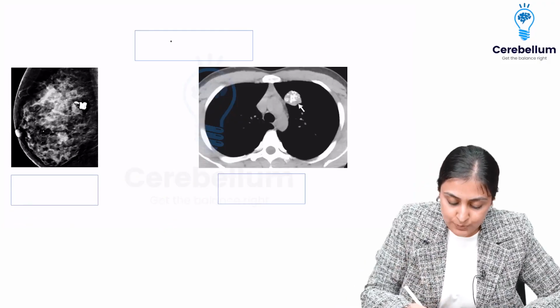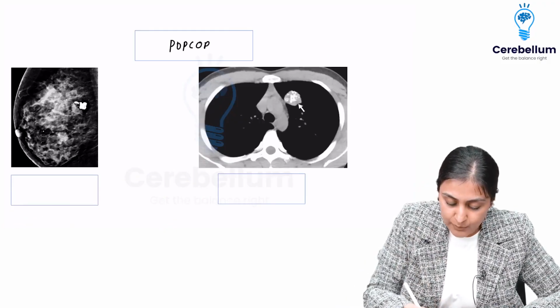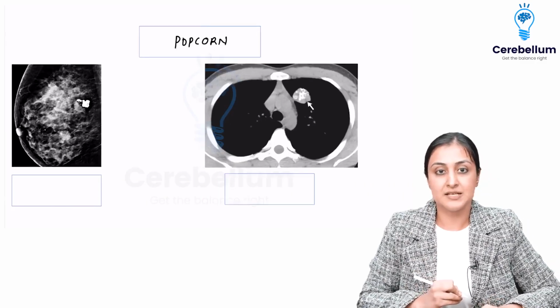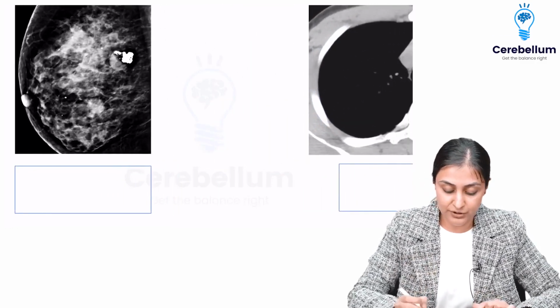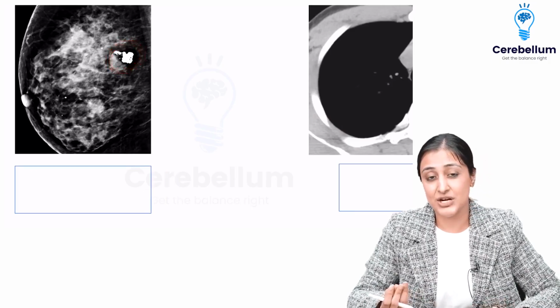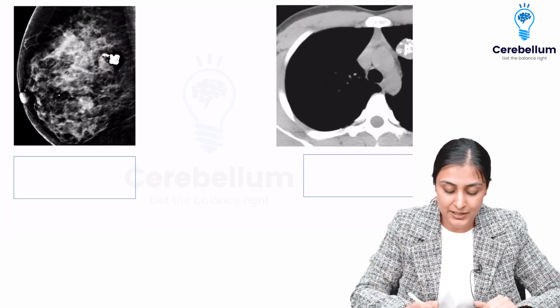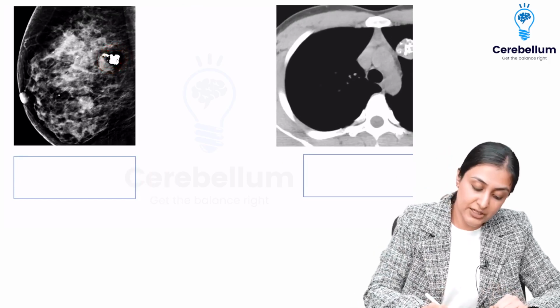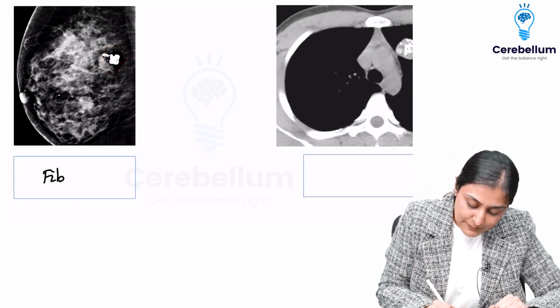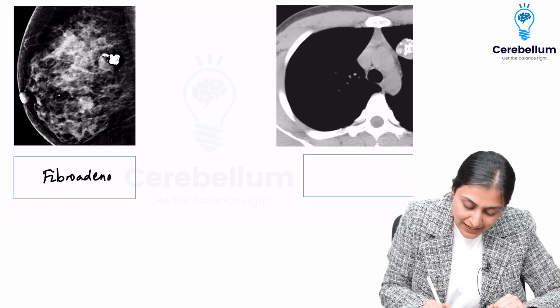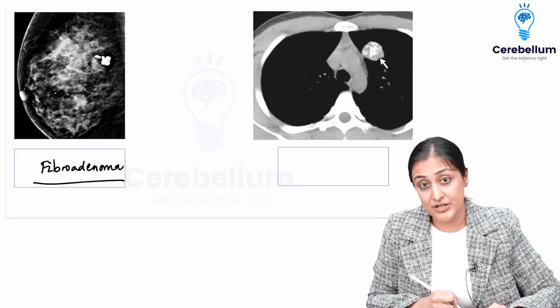Going on into two places where you're going to hear the popcorn sign. So one, this is a mammography. Within a mammography, if you see a well-defined, they'll describe it as a breast mouse, and you see this popcorn calcification. This is what is pathognomonic of a fibroadenoma. It's a benign breast lesion.